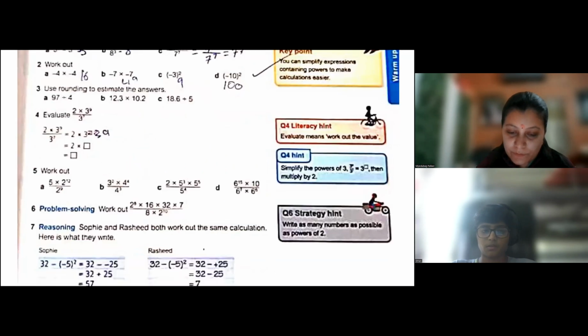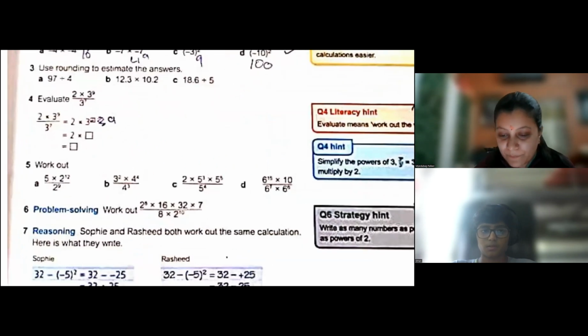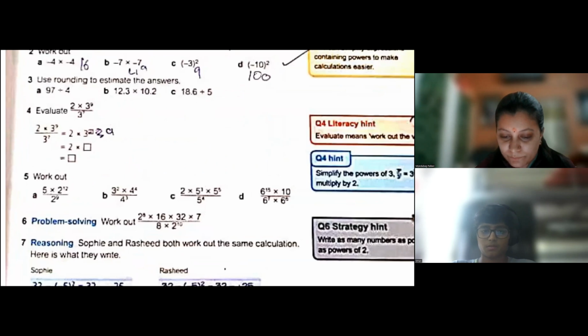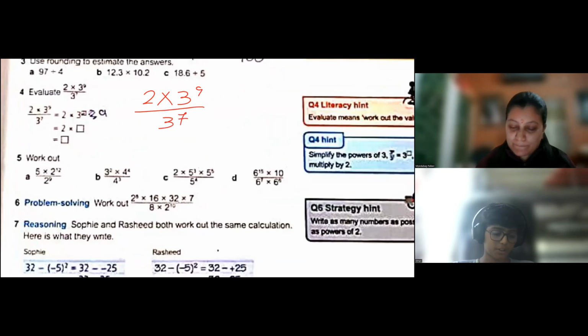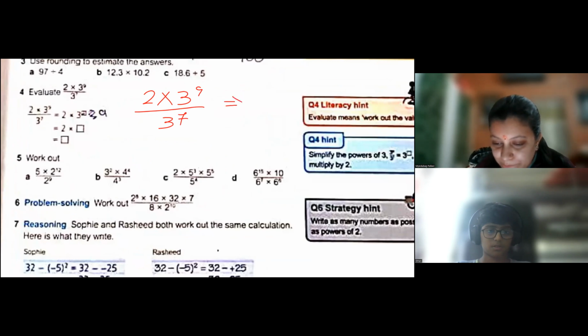Question number 4. Evaluate. Let's evaluate this. 2 multiplied by 3 to the power, is it 9? Just check it in your book. 2 multiplied by 3 to the power of 9 over 3 to the power of 7. Yes, correct. So now, will you tell me the answer for this? Now see, I'll tell you. Let me do this one for you.